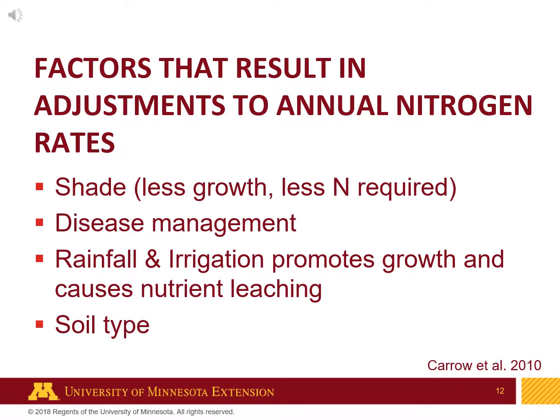Turf grown on soils having a higher organic matter will require lower amounts of nitrogen, whereas soils having a low organic matter content will likely require more nitrogen.